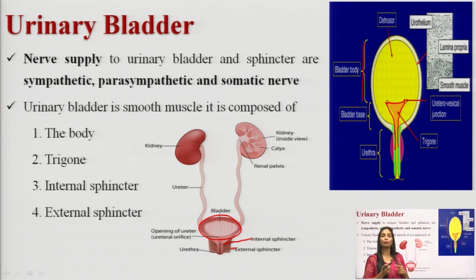The urinary bladder is composed mainly of 4 parts: the body, the trigone, the internal sphincter, and the external sphincter. What is the main function here? The urinary bladder stores urine temporarily. What nerve supply can you see here? Sympathetic, parasympathetic, and somatic.